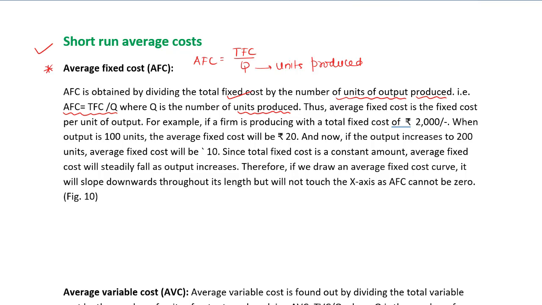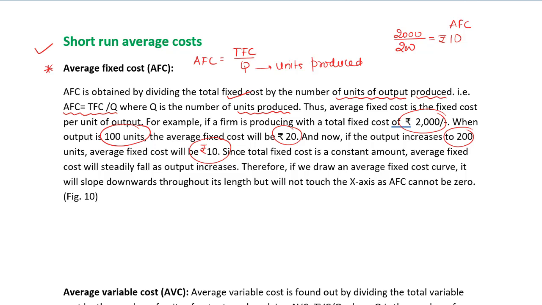For instance, if a firm is producing with a total fixed cost of 2000 rupees, when output is 100 units, the average fixed cost is 20, that is 2000 divided by 100. So 2000 by 100 equal to 20. And now if the output increases to 200, the average fixed cost will shift to rupees 10, that is 2000 divided by 200 units equal to rupees 10 average fixed cost.